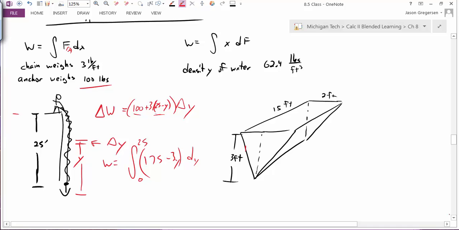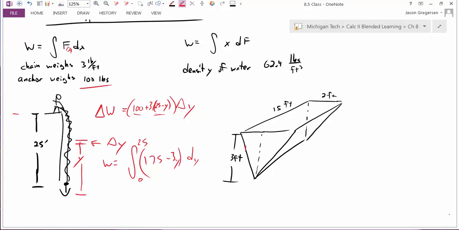Now I should think of the units here. I will have units of work. So units of work tend to be, what do they tend to be? Newton meters? Joules, yes, Newton meters, which are joules. That would be for the metric system. Now we're in standard foot pounds. Yeah, absolutely.